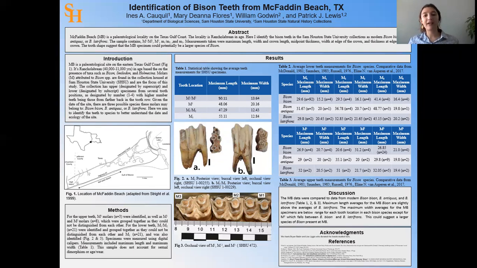The maximum width averages of the McFaddin Beach bison were also slightly below average for each tooth location, except for the upper tooth molar 3, which falls between the Bison bison and Bison latifrons. This probably suggests that there might have been a larger bison species on McFaddin Beach that we did not consider.